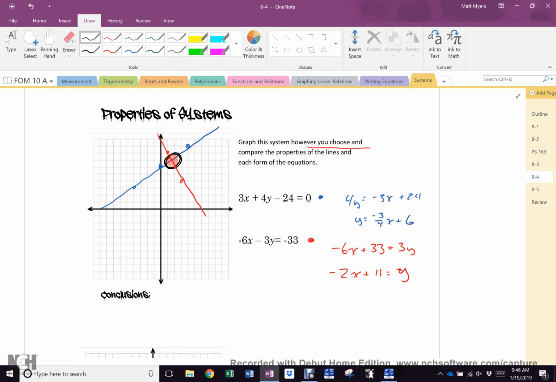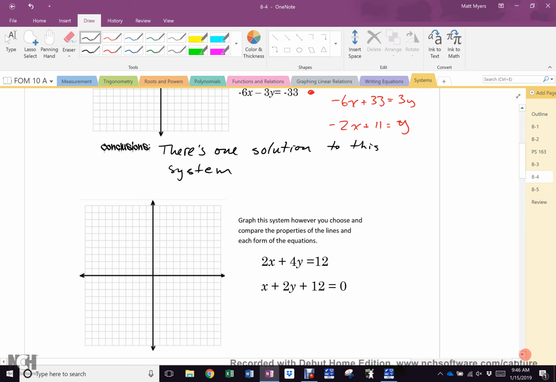So, what conclusions can we draw from this graph once we graphed it? What does the fact that they cross tell us? There's the next line. Did it hit that point? No. So, what does the fact that they cross once tell us? Right. There's one solution to this system. There's another system. Graph it.